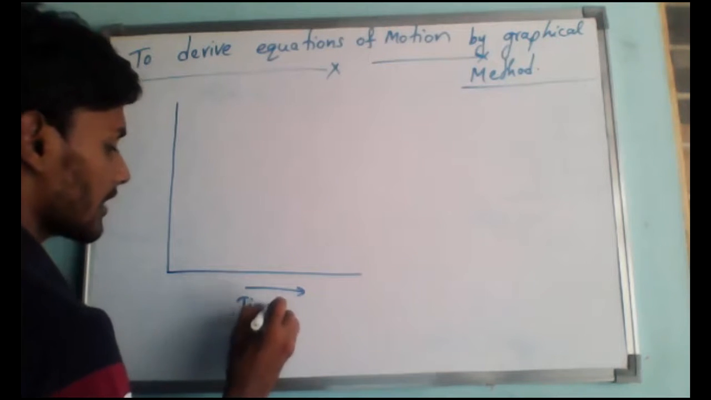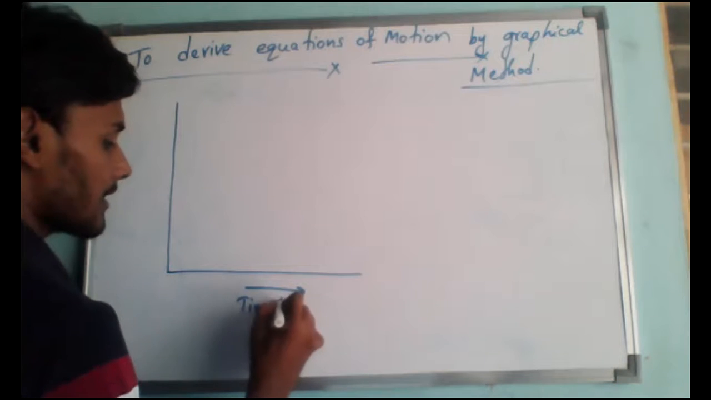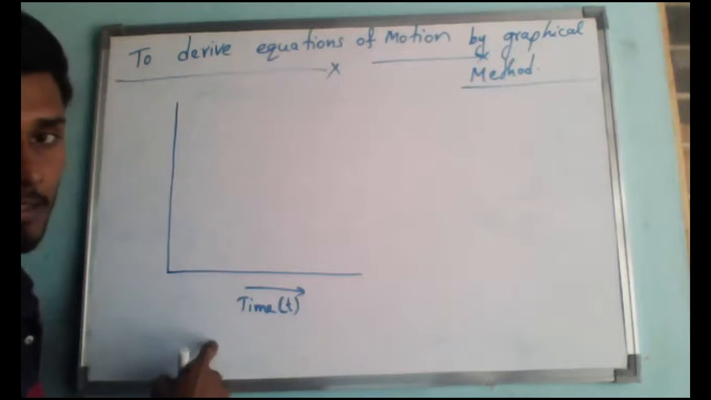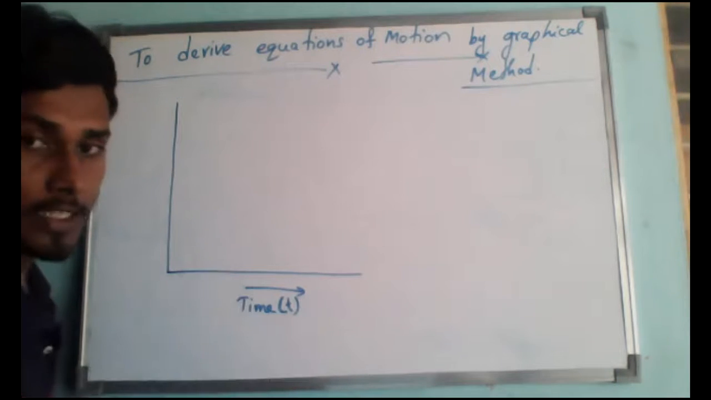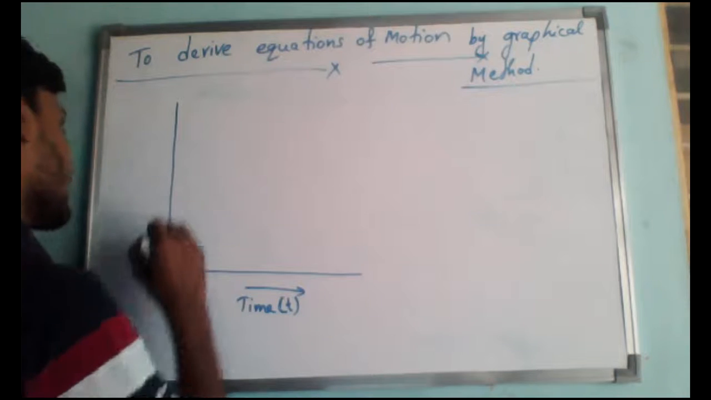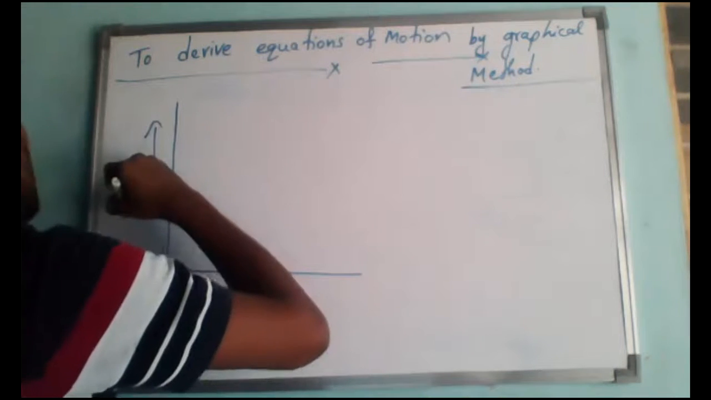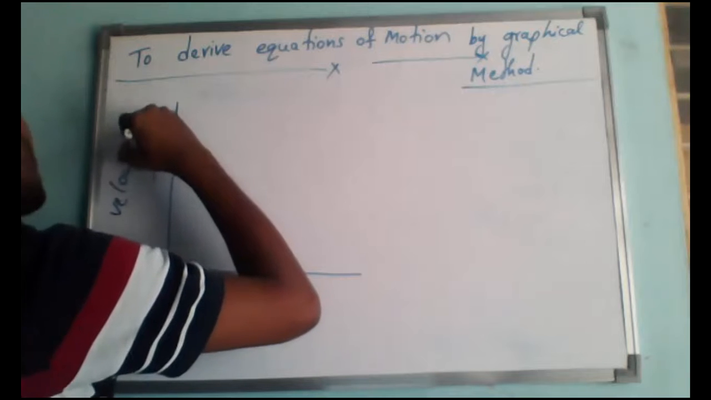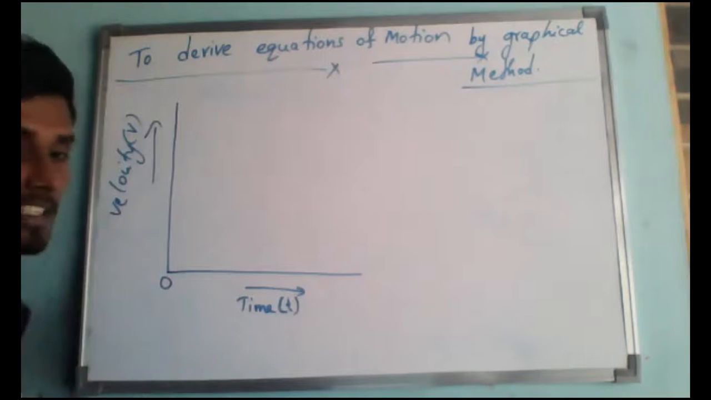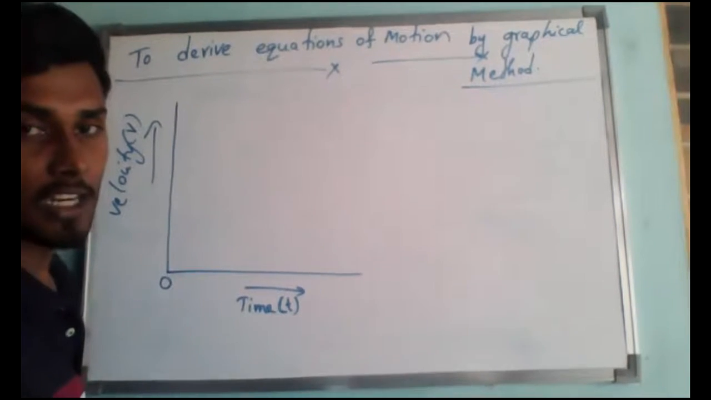So let us take, as we know, the x-axis. Who will be there on the x-axis? Time. Is it yes or no? And on the y-axis, who will be there? Velocity. Speed or velocity will be there.